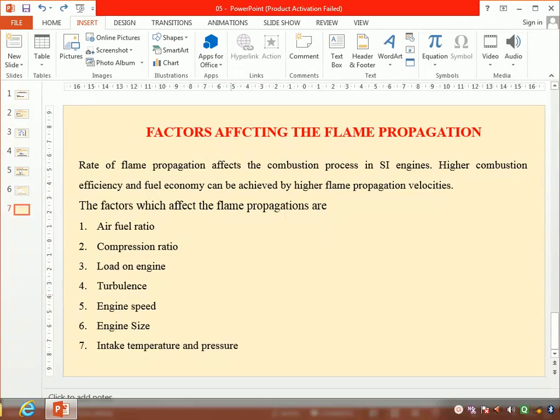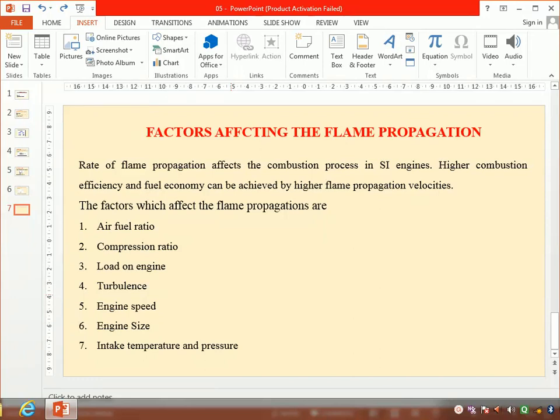How do we get better turbulence in the combustion chamber? By proper geometry, by the proper design of the combustion chamber, the cylinder head and the piston crown, we get better turbulence. Next is the engine speed. Engine speed is again linearly proportional to the flame velocity. As engine speed increases, turbulence increases, and in turn the flame velocity or flame propagation increases.